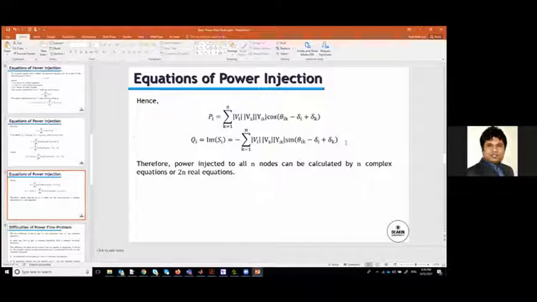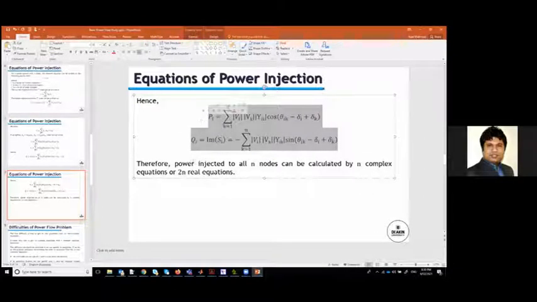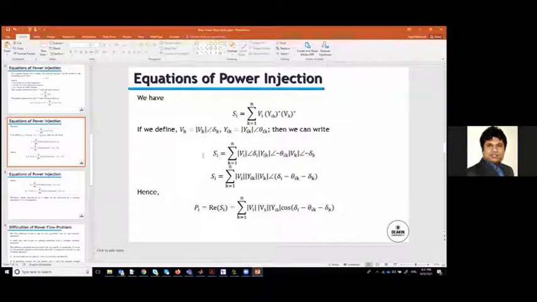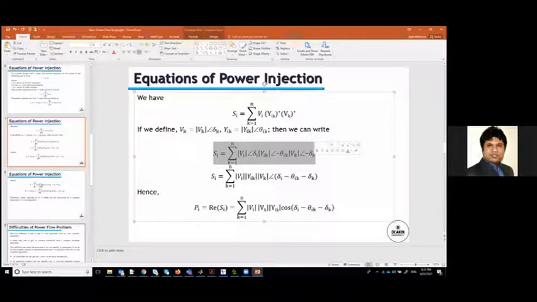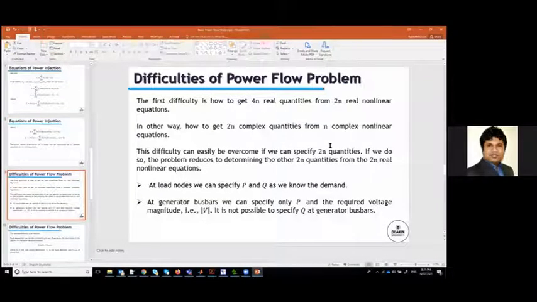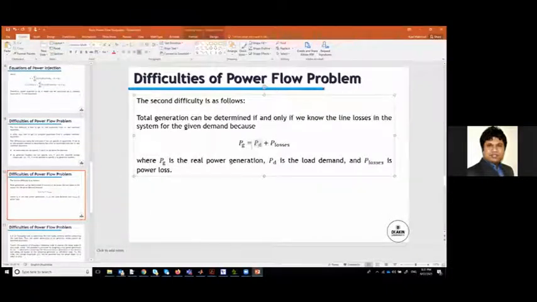Finally, we got two equations with 4 unknowns. Two real equations with 4 unknowns, or 1 complex equation with 2 complex unknowns. So that means we have 2 equations, 4 unknowns. We need to use a numerical method, and this is what I told you here. If we have 4 real quantities and 2 real nonlinear equations, we cannot solve it straight away. We need to use the numerical method to solve it. Also, if we want to determine the loss, we need to do the power flow study.